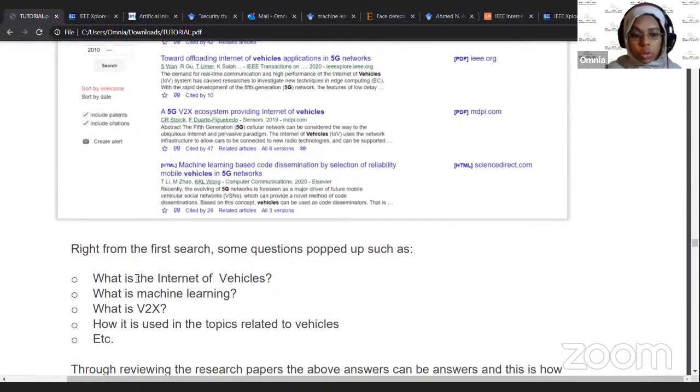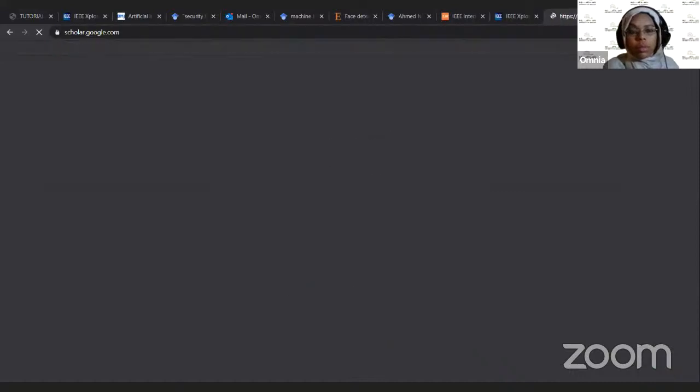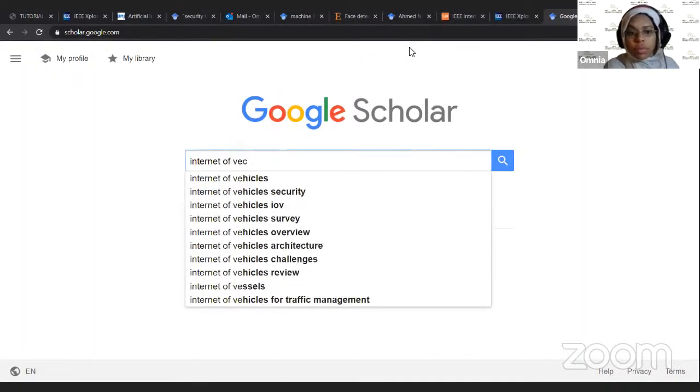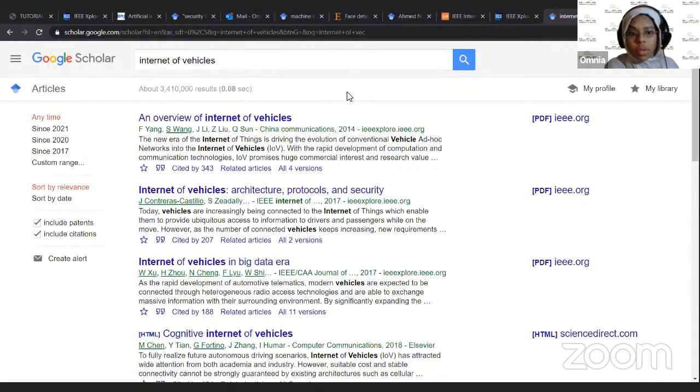So what we're going to do is list down the questions, or the points that we didn't really get from the titles. The more we answer these questions, the better our understanding of this topic will be. For example, what is the Internet of Vehicles? The paper that we have read didn't talk about it, but we can find other papers, for example, an overview of Internet of Vehicles, and it is well cited.